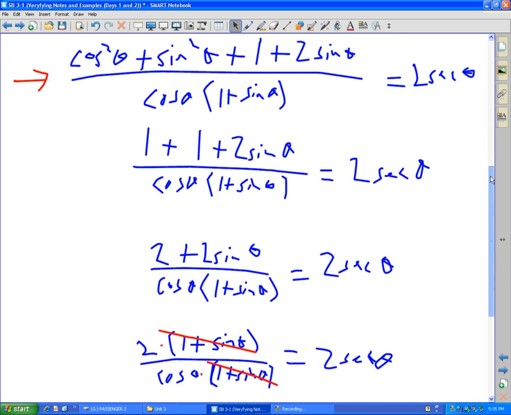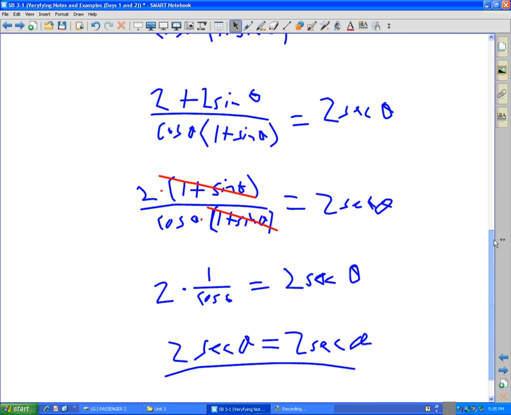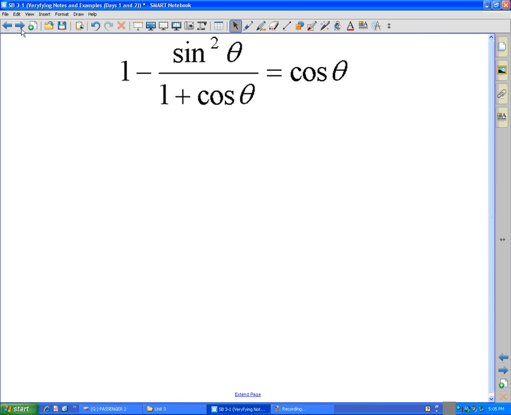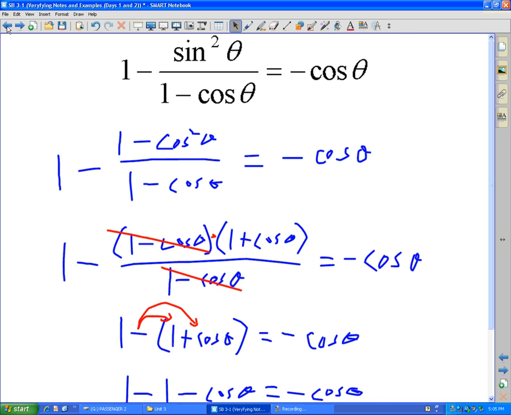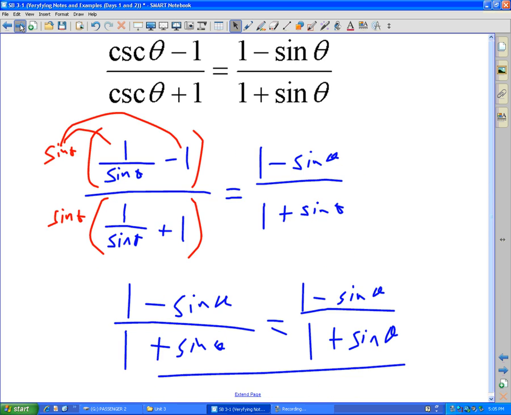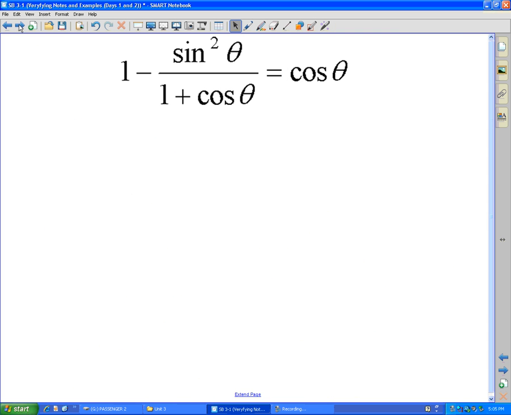Good long one to end on, I believe. No, I guess there is one more left. But this one, I believe, is very, very similar. Let's go back and check. Oh yeah, look at this. 1 subtract sine squared over 1 minus cosine. And this one is just 1 subtract sine squared over 1 plus cosine. You can see they're very similar, and they actually work in almost the exact same way.